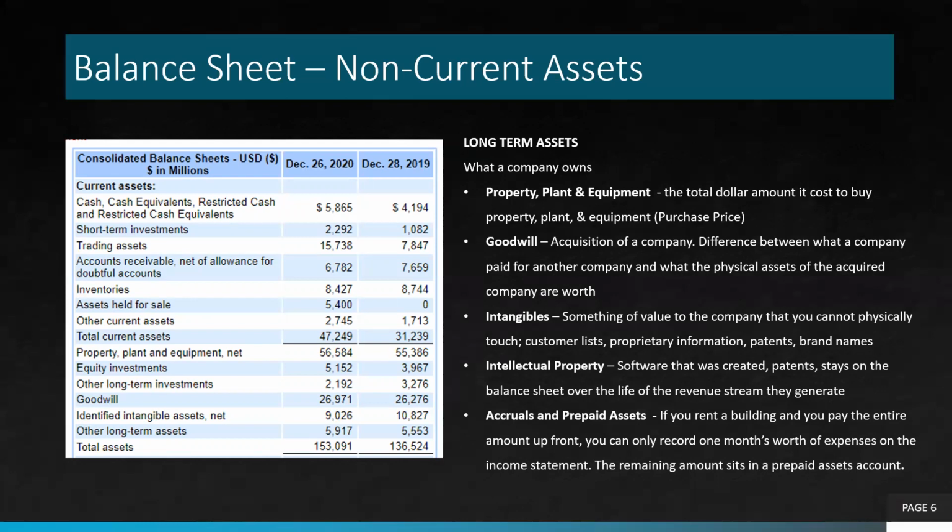And then accruals and prepaid assets, other long-term assets, that could be the accruals and prepaid assets. So this is if you rent a building and you pay the entire amount up front, you can only record the 1 month's expenses on the income statement, and the remaining amount sits in the prepaid assets account.